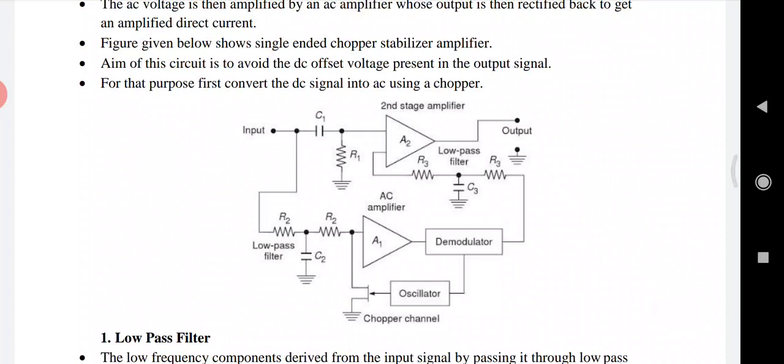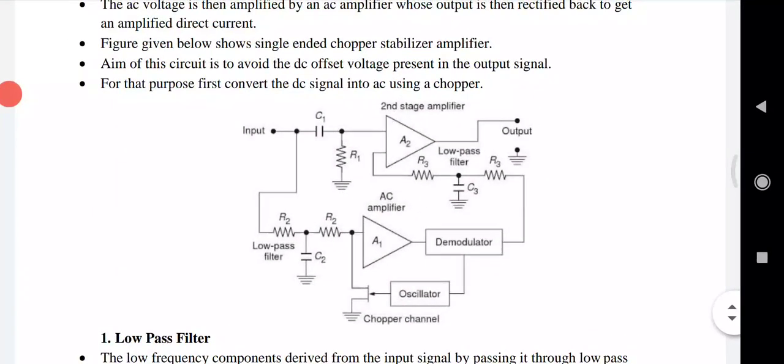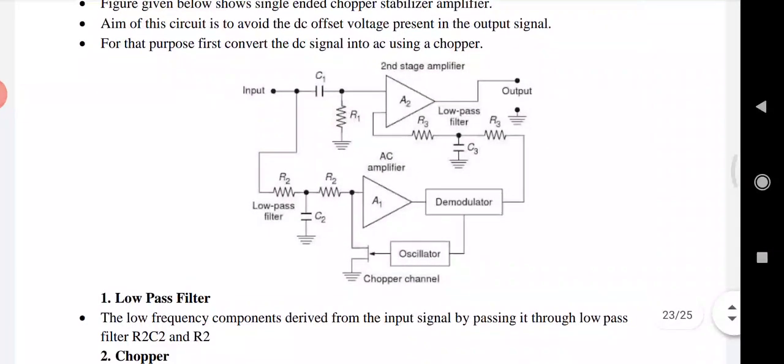First of all, starting from the low pass filter. The function of this low pass filter is to derive the low frequency components from the input signal by passing it through the low pass filter R2, C2 and R2. And you can see this R2, C2 and R2.